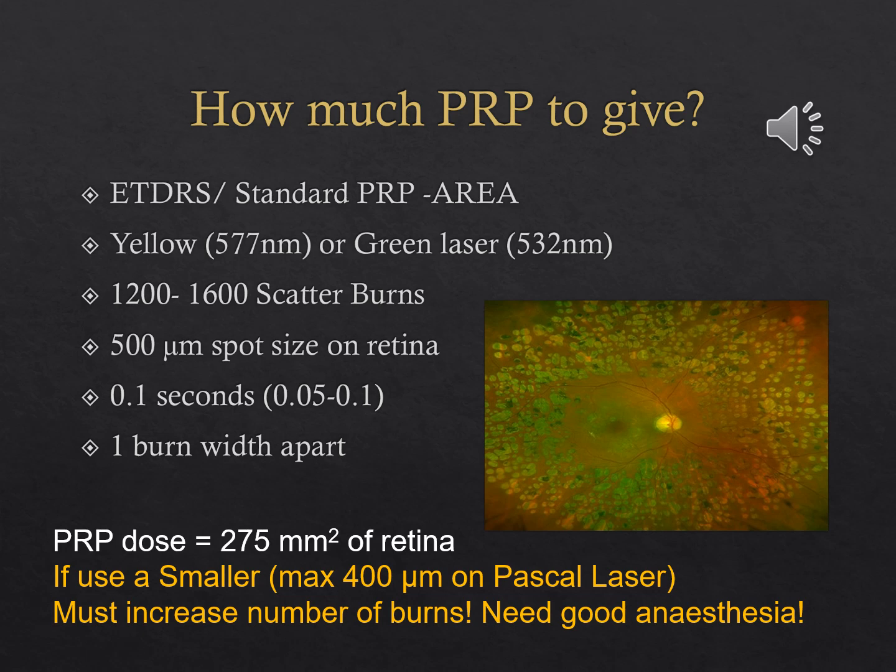The correct PRP dose should cover about 275 millimeters squared of the retina to get an adequate response. And don't forget, if you are using a smaller spot size, such as 400 microns on the retina, you do need to increase the number of burns. And this also applies if you are using a shorter duration of burn. Don't forget to give the patient good anaesthesia. This can be either topical or subtenons if needed.